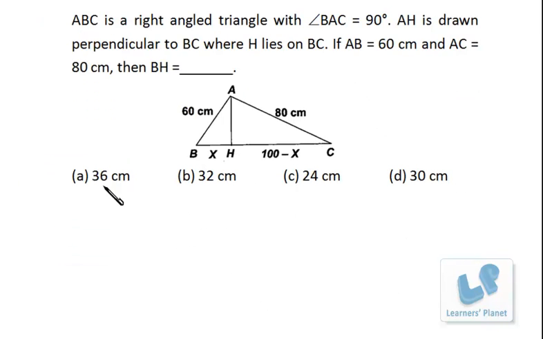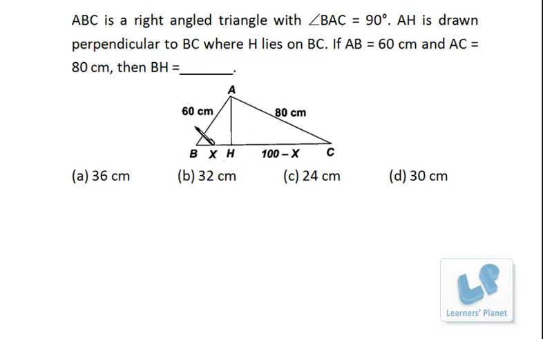Now let's try this problem. ABC is a right angle triangle with the angle BAC is 90 degree. That means this angle is 90 degree. AH is drawn perpendicular to BC where H lies on BC. If AB is 60 and AC is 80, we have to find out the length of BH. Friends, it's quite a simple problem. I can explain it to you without even the use of paper. So just listen to me carefully. Then I'll explain how to do the problem in formal manner.